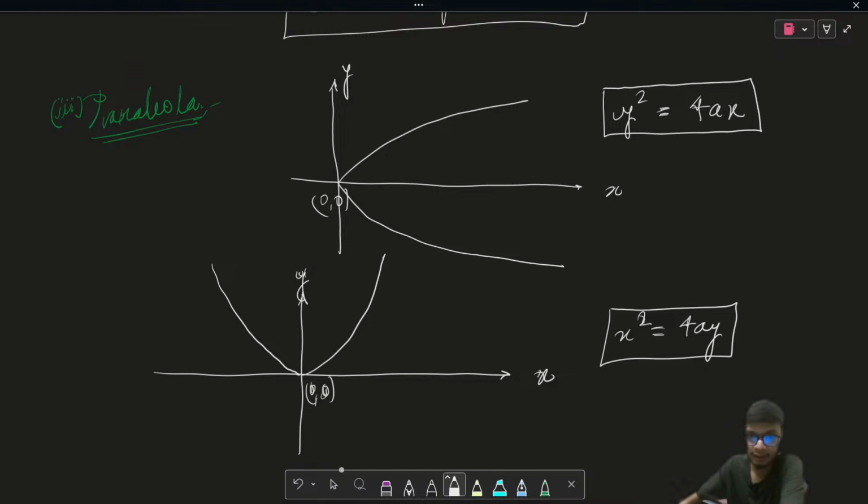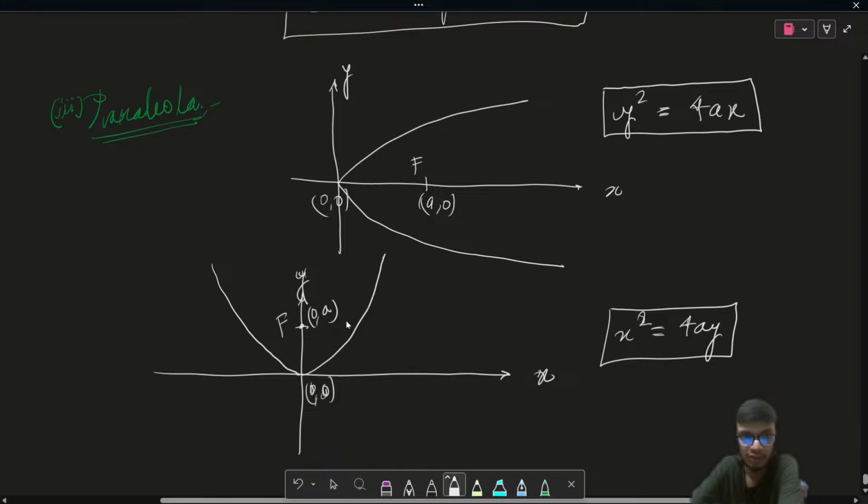And we all know that in this parabola, the point a comma 0 is called the focus. Similarly over here, 0 comma a is also called the focus. So this is called the focus of the parabola. These are all the basic terminologies that I'm not going to repeat right now. You have already studied those terminologies in your previous class, class 11th. I'm just quickly going over the results so that you can get a revision of those results. So I hope this is clear.